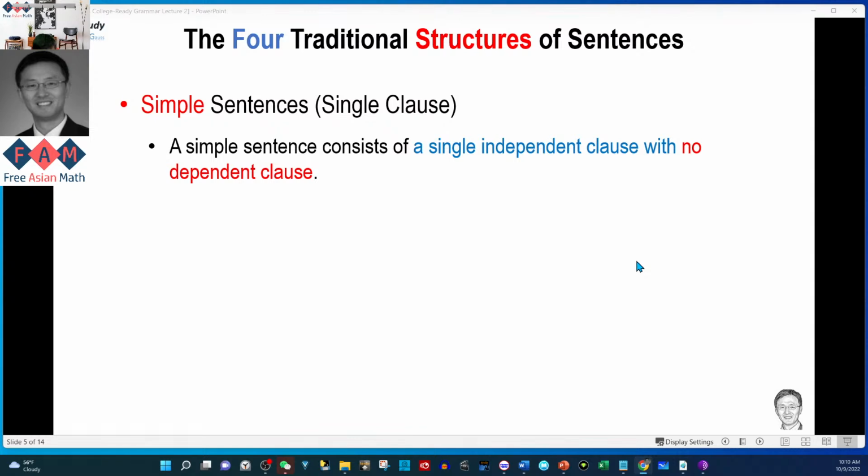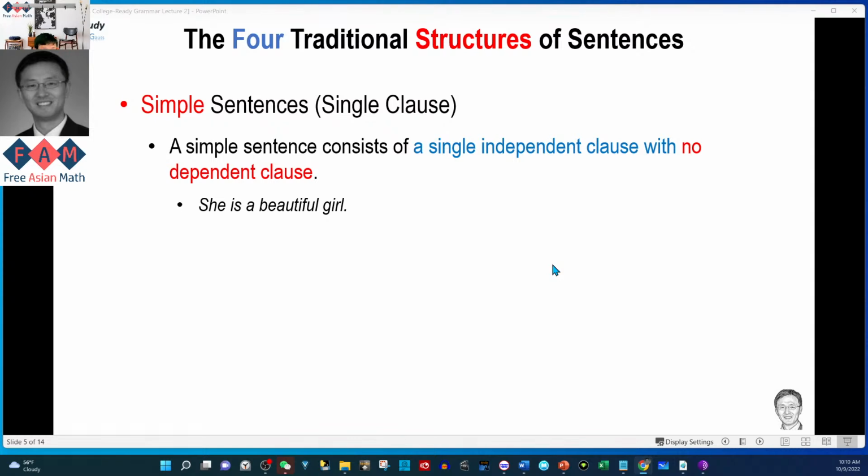But for now, just as a definition matter, a simple sentence is just one independent clause. That's it. No other clauses at all. Not even a second independent clause. Just one single independent clause. All right. So we saw this example. She's a beautiful girl. Right?